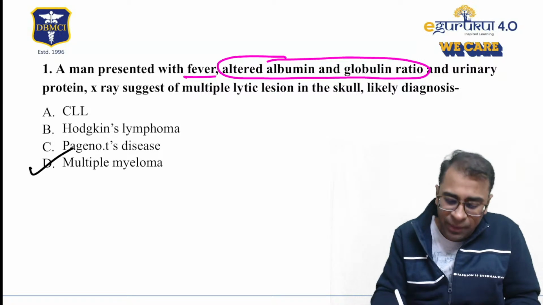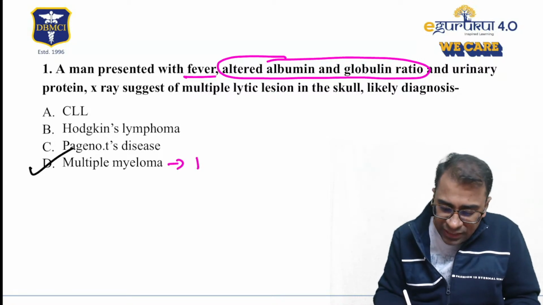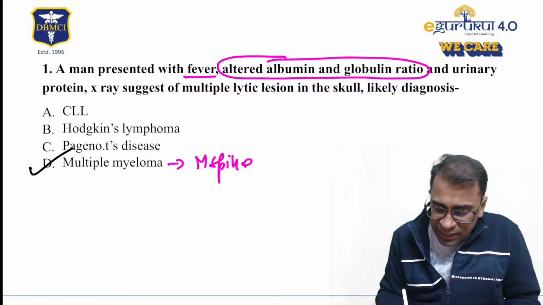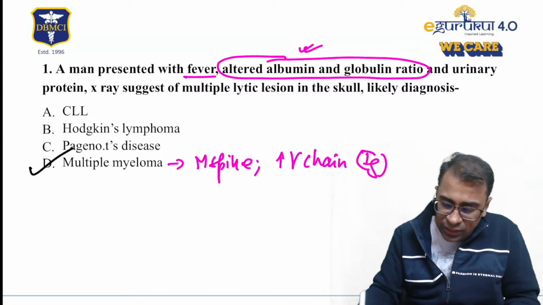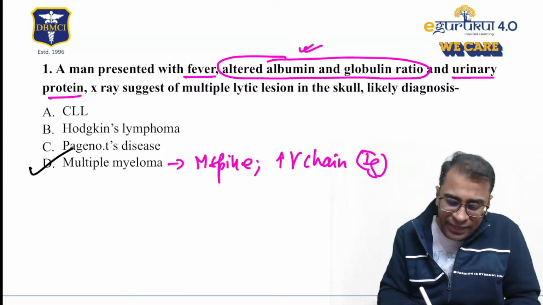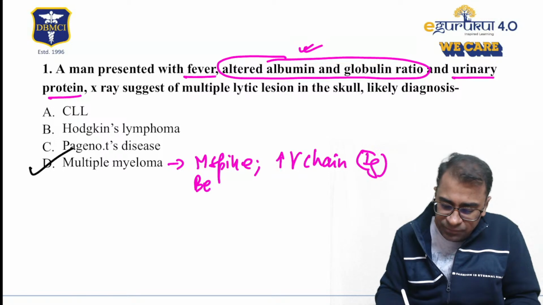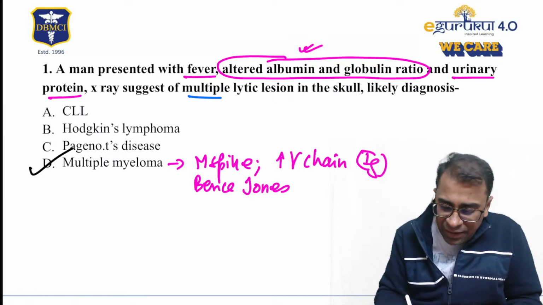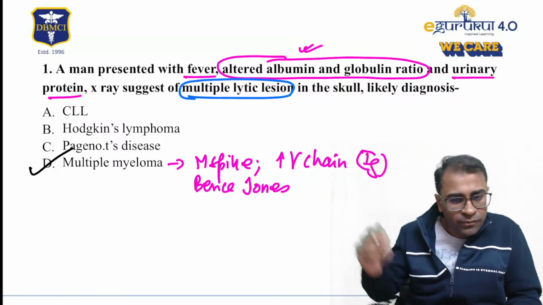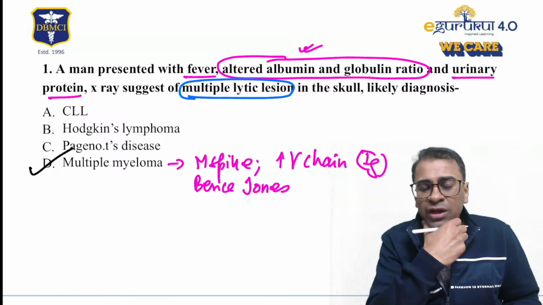Why will this happen? Because in multiple myeloma, you all know there's an M spike. What is an M spike? It's an increase in the gamma chain. Why gamma chain? Because it's an antibody, and so it becomes altered. There will be urine protein. Which protein? It's the Bence-Jones protein, very correct. This would be Bence-Jones protein. There are multiple lytic lesions in the skull. So all of them fit into the topic of multiple myeloma.